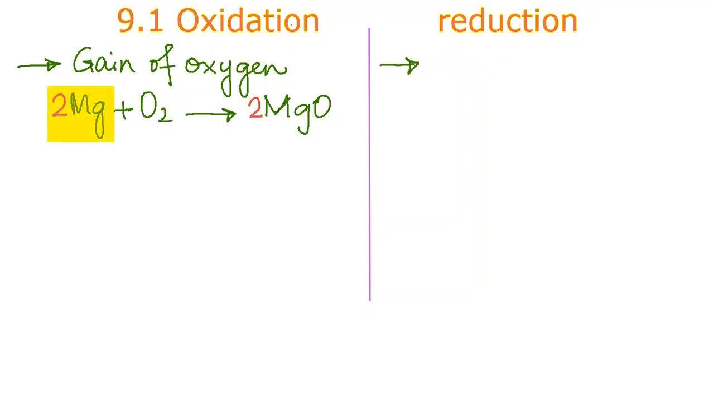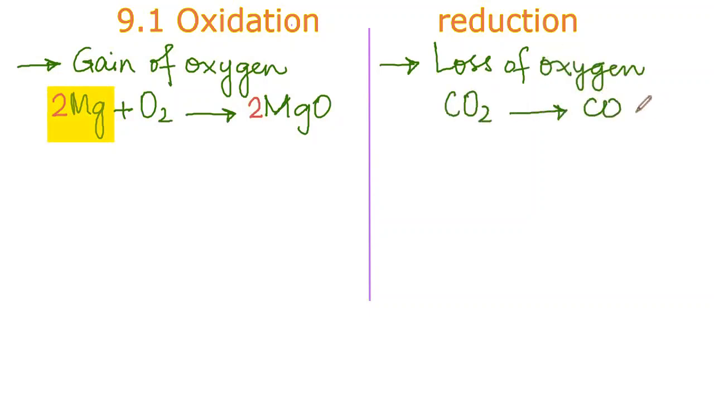On the other hand, reduction is the loss of oxygen. Let's say in a chemical reaction, CO2 is going to turn into carbon monoxide and oxygen is released. In order to balance the equation, we have to put a 2 before CO2 and 2 before carbon monoxide. So this is an example of reduction of carbon dioxide, in which carbon dioxide is losing oxygen.